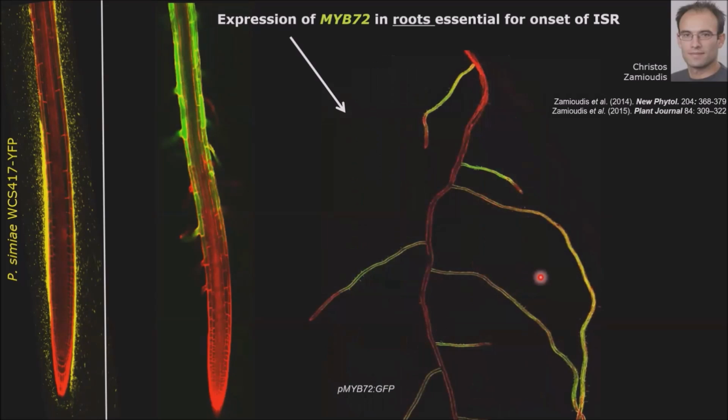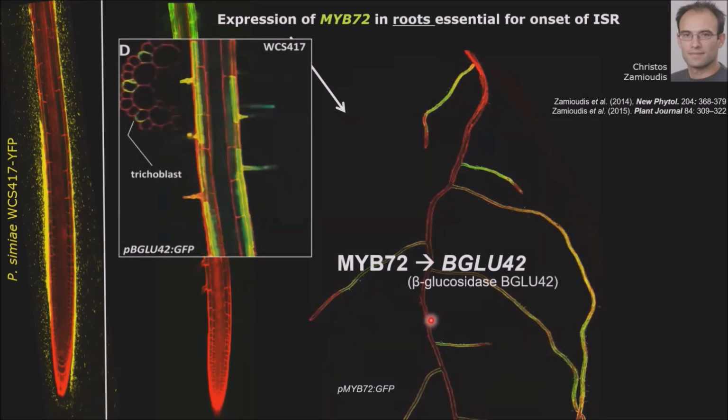And if you look at the whole root system, you also nicely see that this MIP72 is activated in many different parts of the root system. So it's really strongly activated in response to colonization by these Pseudomonas bacteria. Well, MIP72 is a transcription factor, so it regulates other genes. And one of the most important other genes that is regulated by MIP72 is a gene that we call BGLU42.